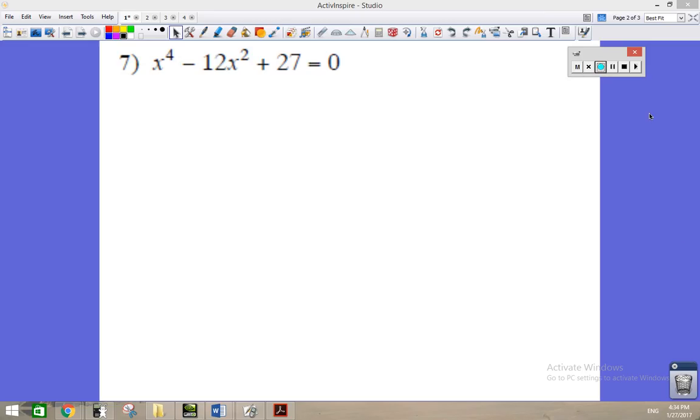All right, so at the beginning of problem 7, I said I would do it two ways, and then I stopped the video and realized, hey, I didn't show you that I could factor this, so I made a version 2 of this. Now, remember, I still have to look at the factors of my constant term, the factors of 27: plus or minus 1, 3, 9, and 27.